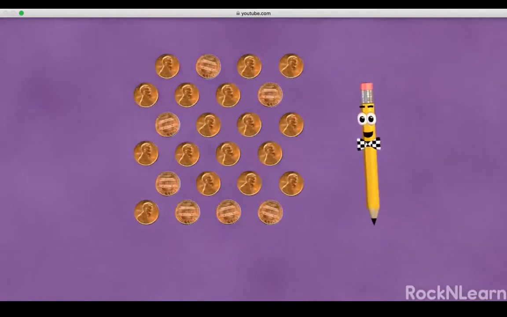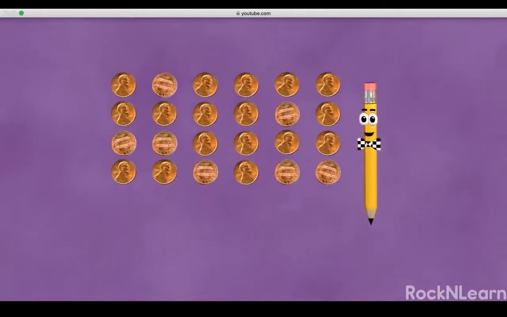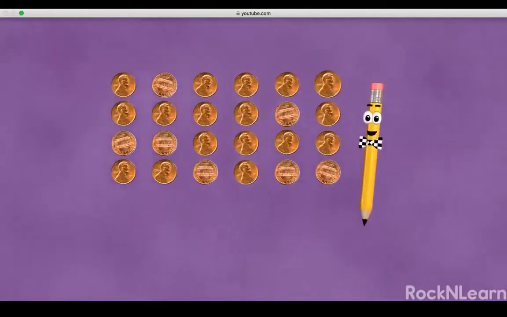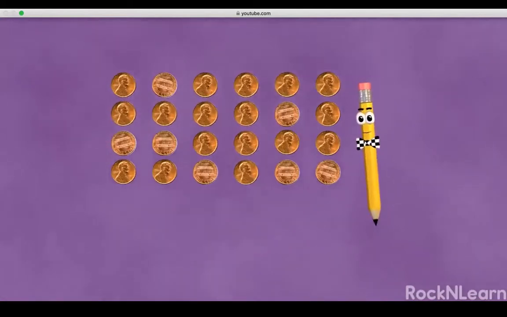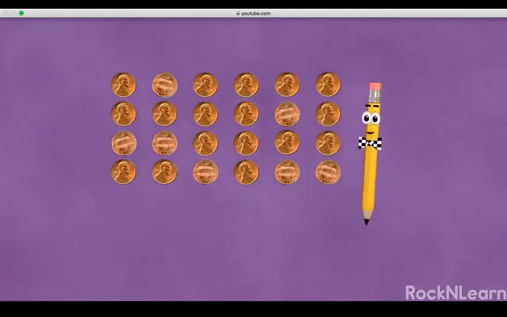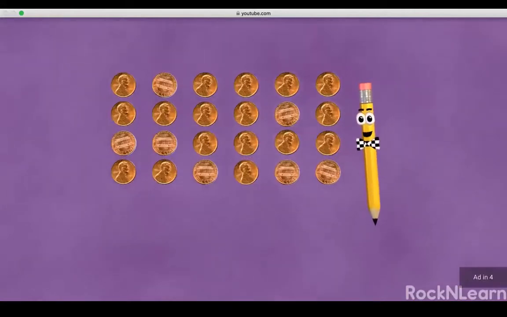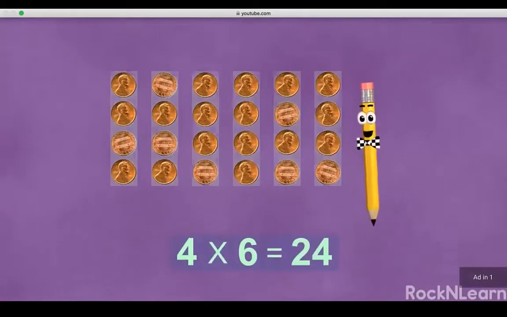You can get your own pennies and easily practice this yourself. Take 6 groups of 4 pennies. To know how many pennies you have, you could count them. 1, 2, 3, 4, 5, 6, 7, 8, 9, 10, 11, 12, 13, 14, 15, 16, 17, 18, 19, 20, 21, 22, 23, 24. But if you know your multiplication facts, a much easier way is to say 4 times 6 equals 24.